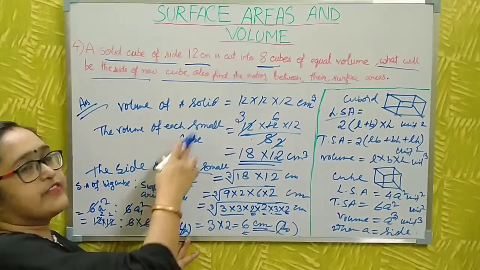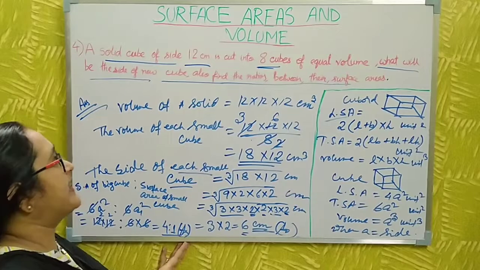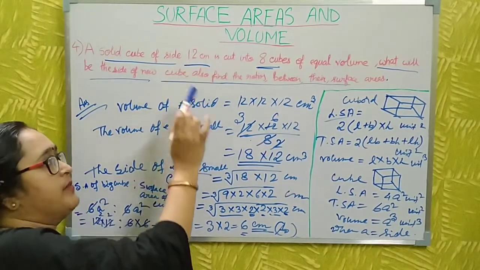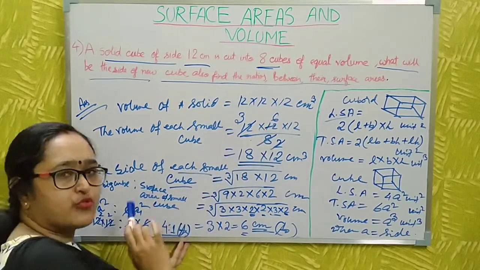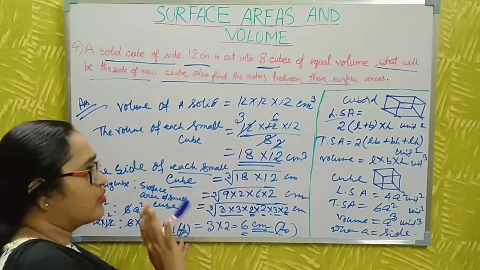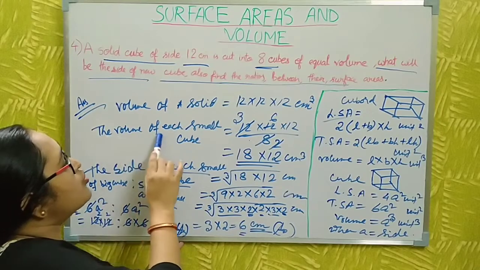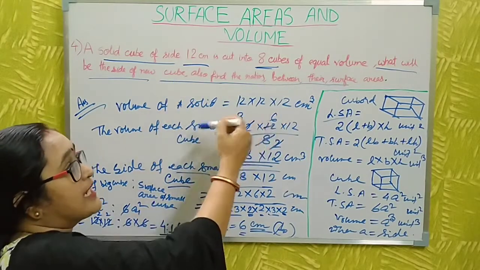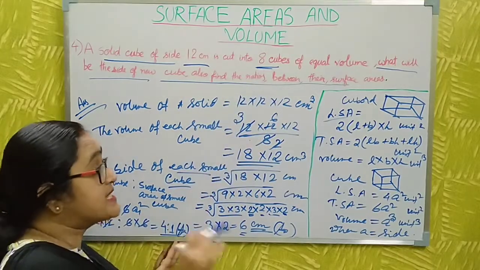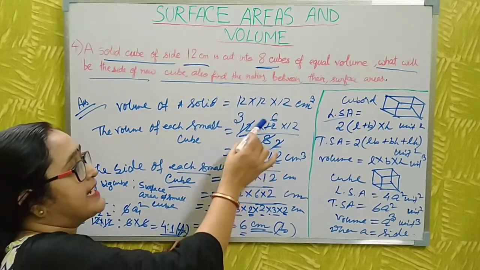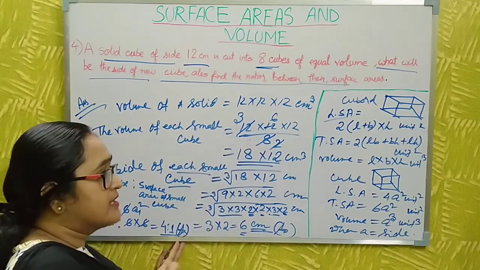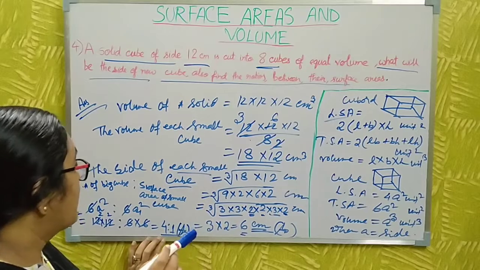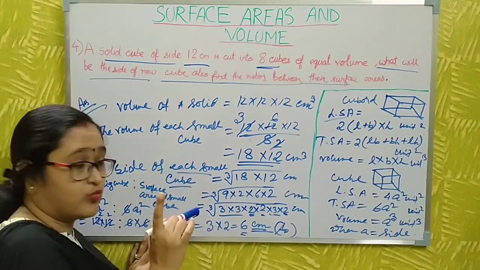Now this is a very important sum. That's why I discuss this sum again. This is the volume of a solid. The side is 12, then the volume is 12 into 12 into 12 centimeter cube. Understood? Now the volume of each small cube: the cube you cut into 8 equal pieces, so you divide this volume by 8. Then you get 18 into 12 into 12 centimeter cube. This is the volume of the small cube.